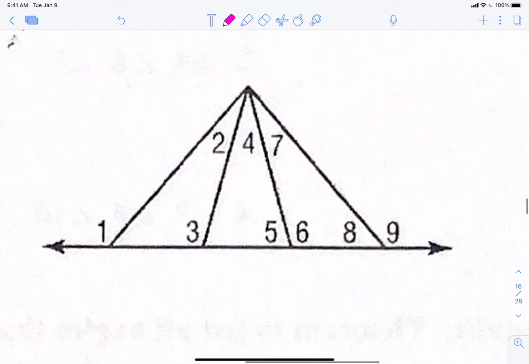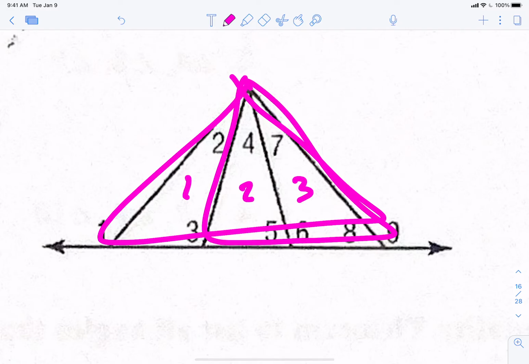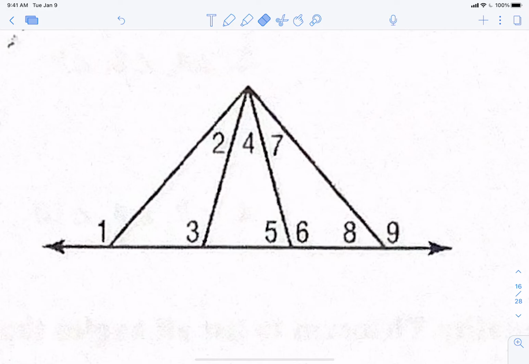How many triangles are there? There's 4. 1, 2, 3, 4, 5, 6. Six. It's one of those stupid Facebook things. I hate those things.